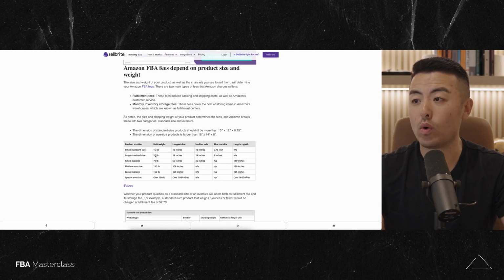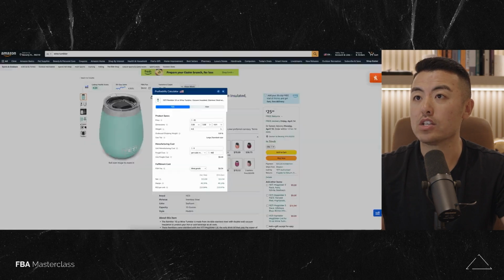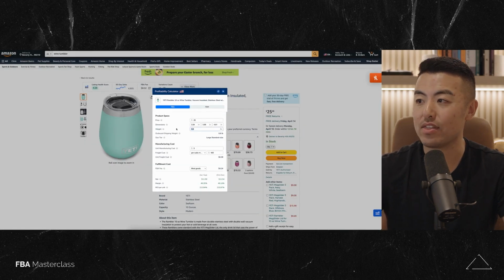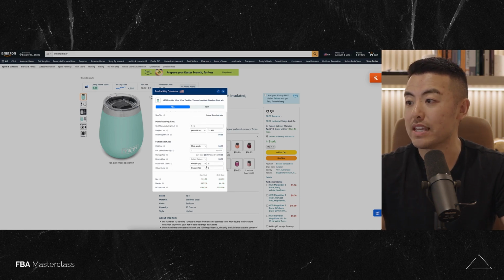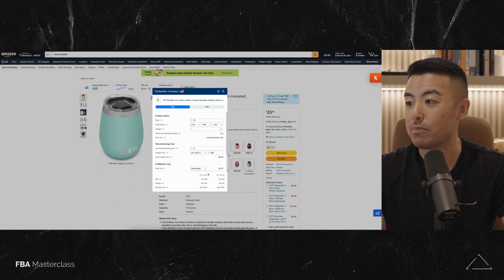So anything over 20 pounds is going to be small oversize. So what happens if we actually pretend that this was 21 pounds? Well, if we change this to 21 pounds, you can see that now they're in the small oversize, whereas before, you can see in the profitability, they were actually making really good money.